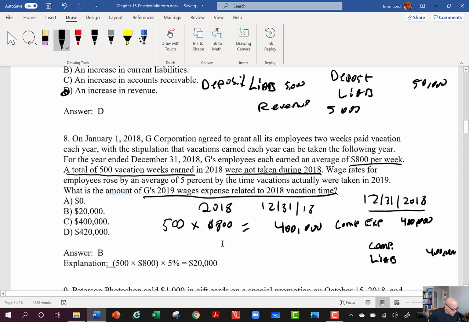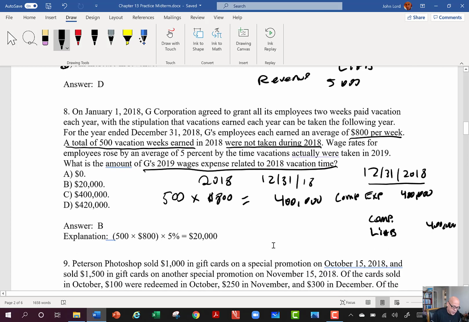Now what happens? They actually go ahead and take the vacation in 2019, when their salary is 5% more. So what happens? And you can see the calculation here. Well, 500 times what they were making in 2018, and then if you take 5% of that total, they're making 20,000 more on that vacation time that they're taking in 2019 than what it was in 2018.